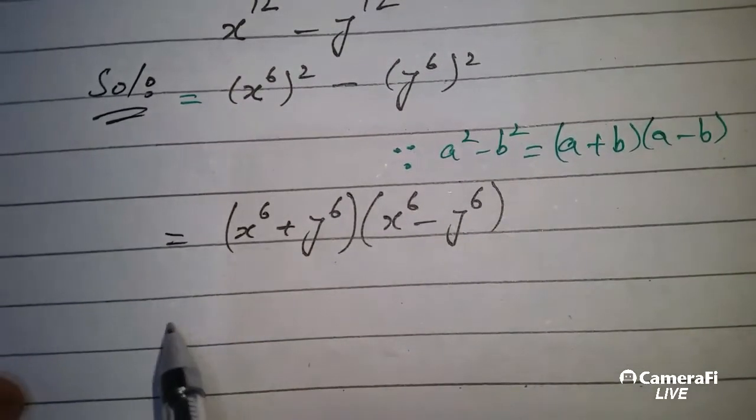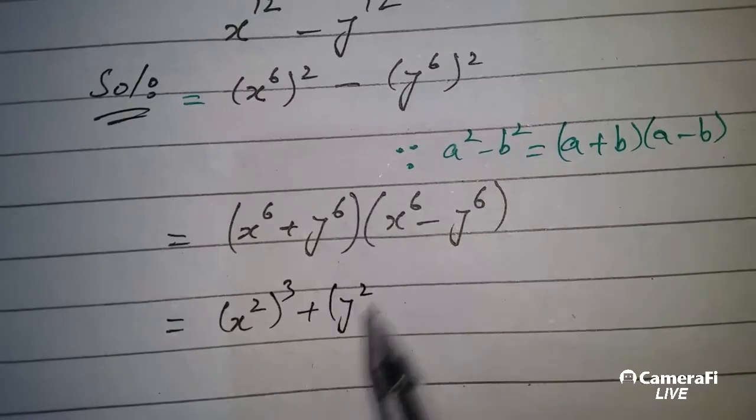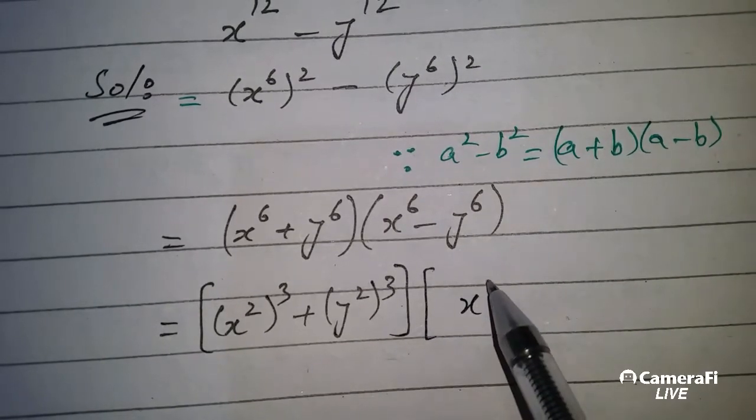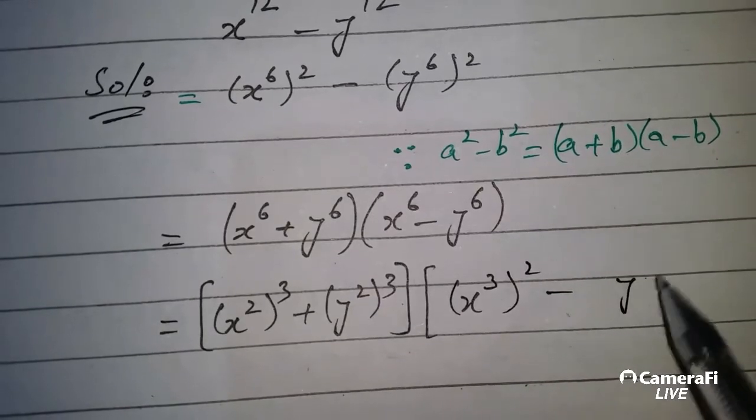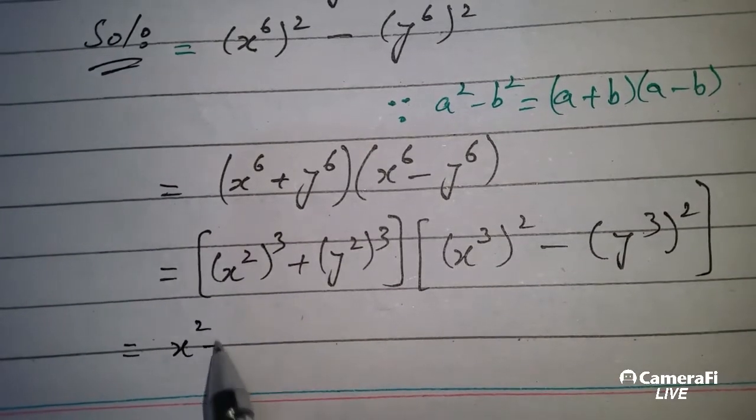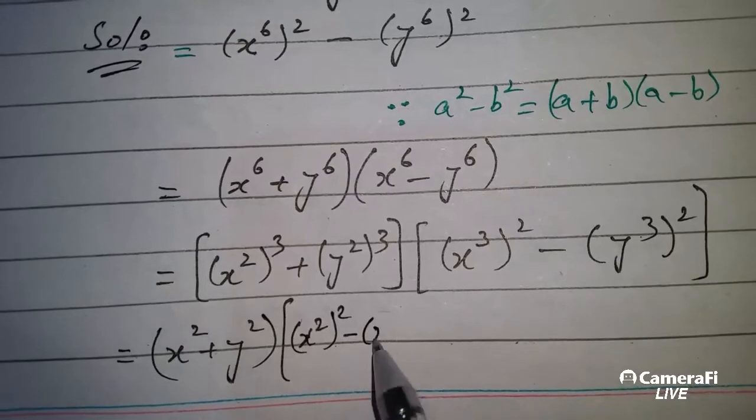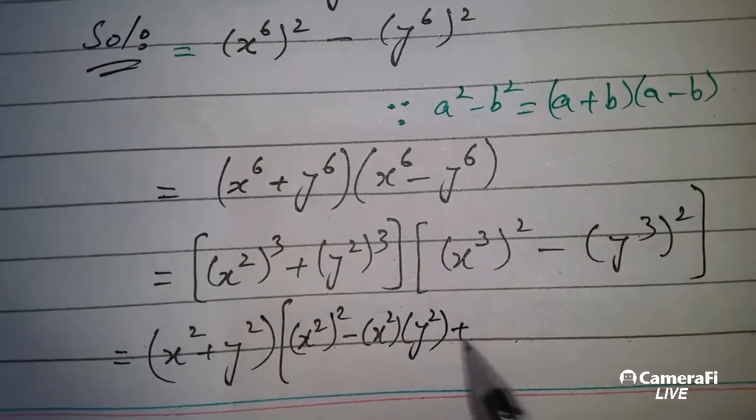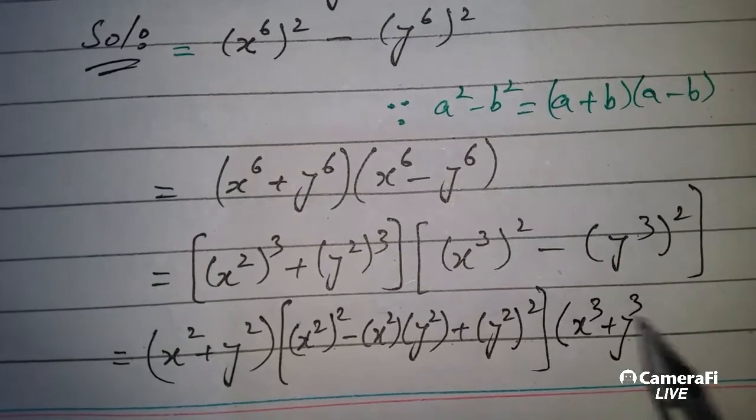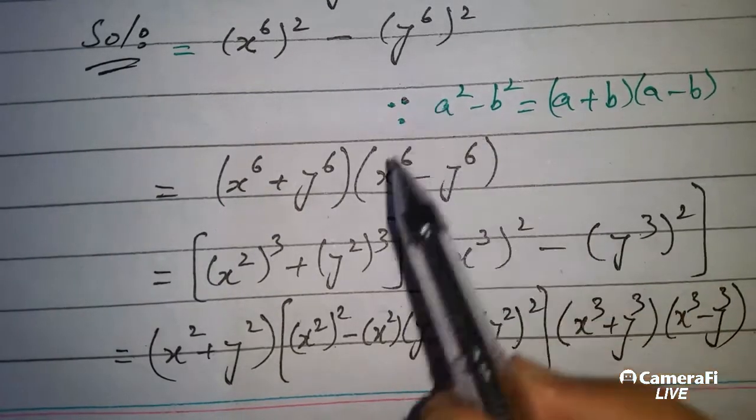Okay, next, here we can just apply the cubic formula. But again here we can apply the square formula again. It can be written as a cubic formula: first term into second term, square of the first term minus first term into second term plus square of the second term. And here I can apply this square formula that I have written here, this one.